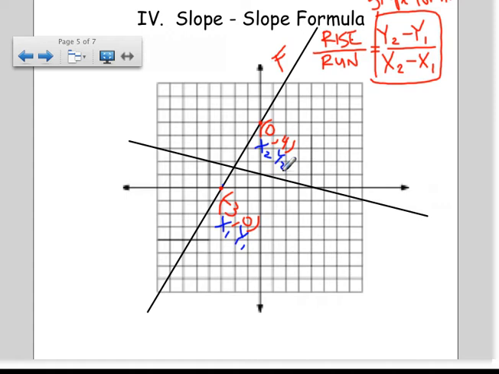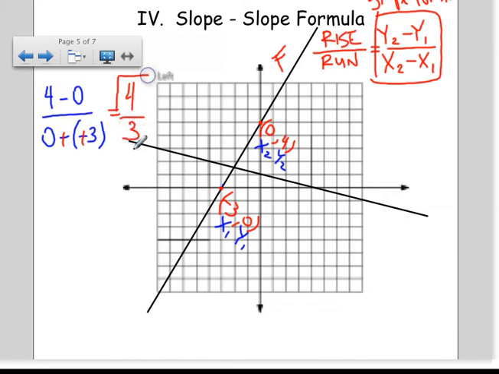y2 minus y1 over x2 minus x1. So my y2 is 4 minus my y1, which is 0, over my x2, which is 0, minus my x1, which is negative 3. I just need to be careful with my integer rules here. 4 minus 0 equals 4. 0 minus negative 3 is the same thing as 0 plus 3 after I kill subtraction. And this has a slope of 4/3. And that's my slope for this line.